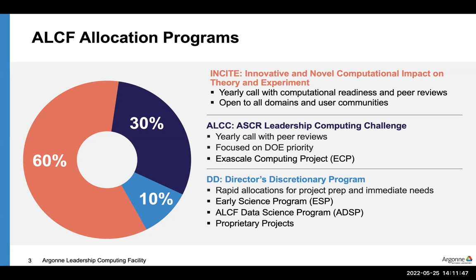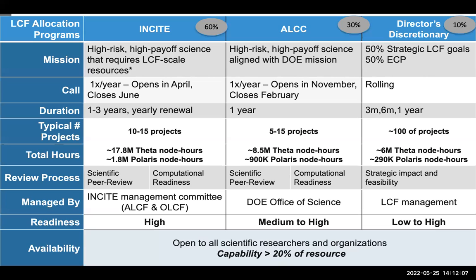The breakdown is, for the most part, 60% going to INCITE, 30% going to the ALCC program, and 10% going to Director's Discretionary. That 30% going to ALCC, though, also incorporates time that is focused on the Exascale Computing Project. So that actually takes a third of that 30%.